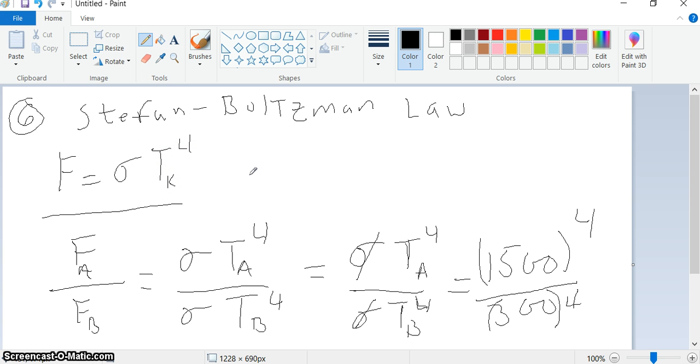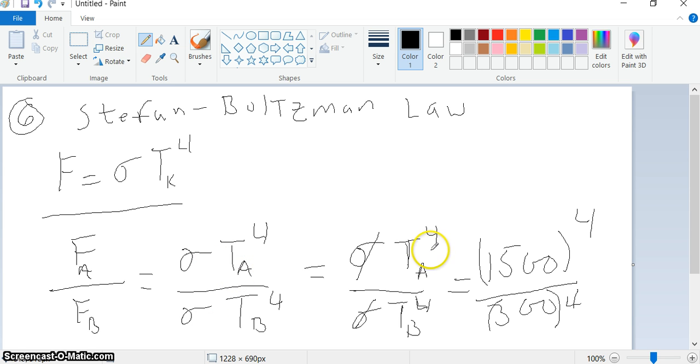Since they're asking us to compare one object to the other, we'll call the object that has a temperature of 1500 Kelvin object A, and the 300 Kelvin object will be object B. So the way you do that is you just say FA divided by FB. So the power flux of A divided by the power flux of B.